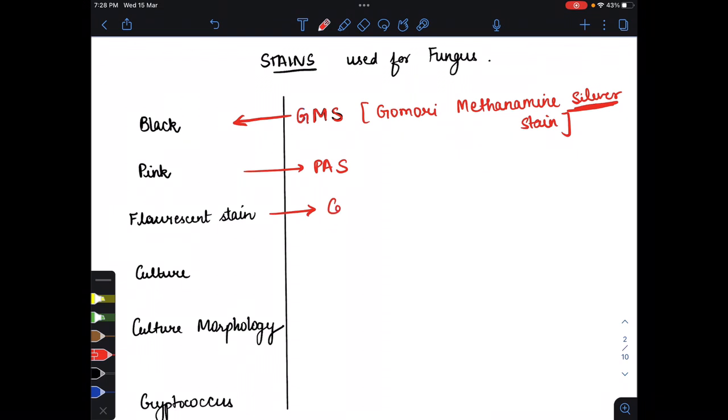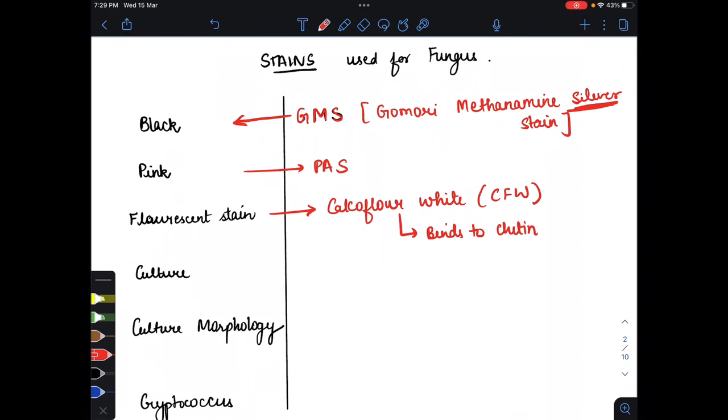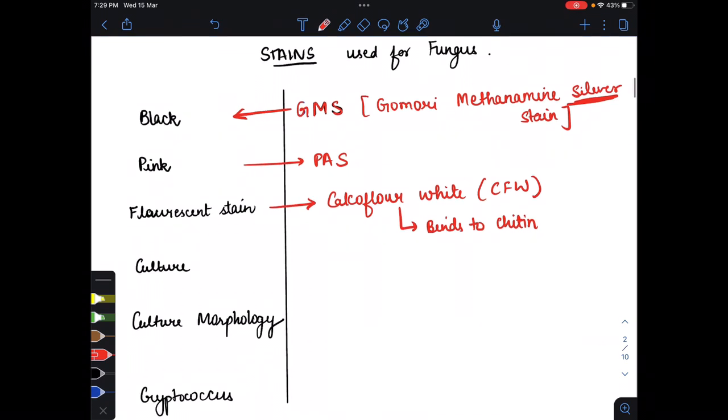then it is calcofluor white. In short we also call it CFW, calcofluor white, which is used for staining and binds to the chitin. So this stain binds to the chitin in the cell wall. Here with calcofluor white, we see a fluorescent stain, which we use only to see the cell wall of the organism, the cell wall of the fungi.